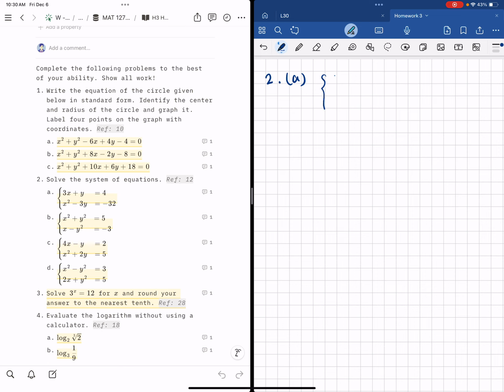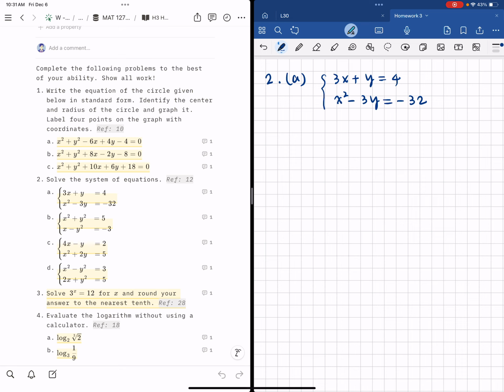First system, 3x plus y equals 4. And then you have x squared minus 3y equals negative 32. Okay, so by observing this system, I noticed that in the second equation, there is x squared. And then for y, I can do the substitution to get rid of by using the first equation, which will give me a quadratic equation in x. So that would be my plan. I basically want to keep x but eliminate y. It's because x has a higher degree, so it's harder to get rid of.